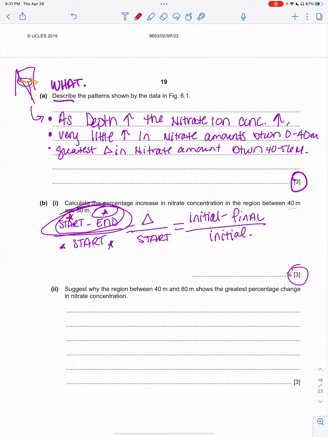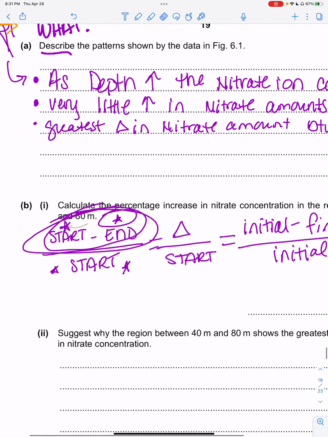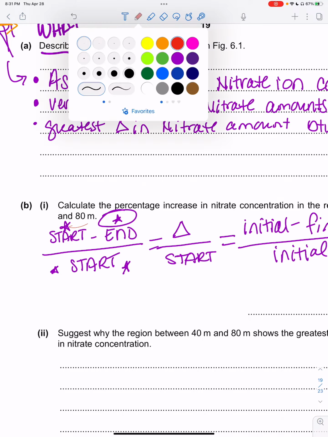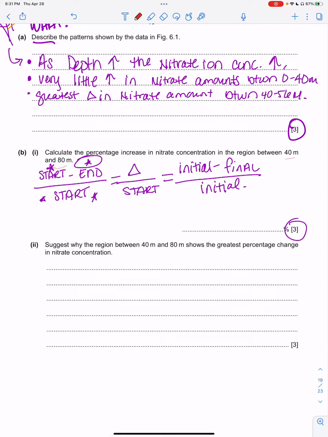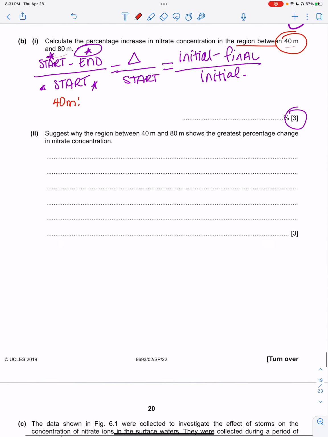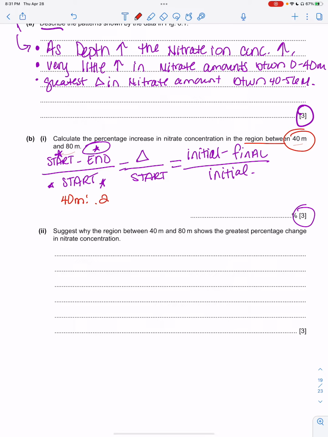All right, and we want 40 to 80. Yeah, hold on. It wanted to know the region between 40 to 80. So 40 meters is 0.2. Remember, it's micromoles. But your units are going to cancel out because it's percent. They already gave it to you there. And then at 80 meters.